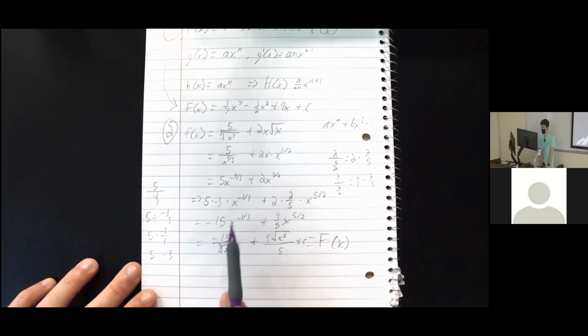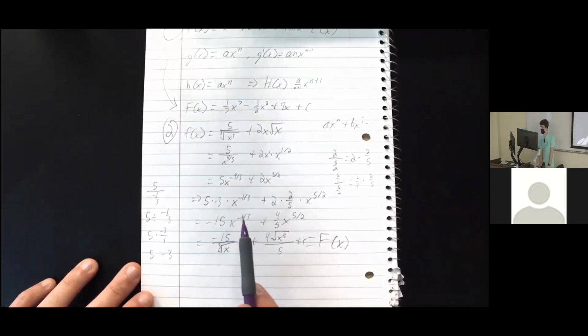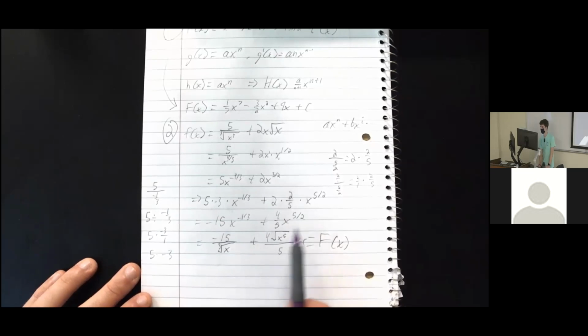And then we wrote it back out in our fractional and root form. So we added that cube root in and put it on the denominator of this term. And we made this into its square root as well. And then never forget to add C when you're dealing with indefinite integrals and antiderivatives. Cool.